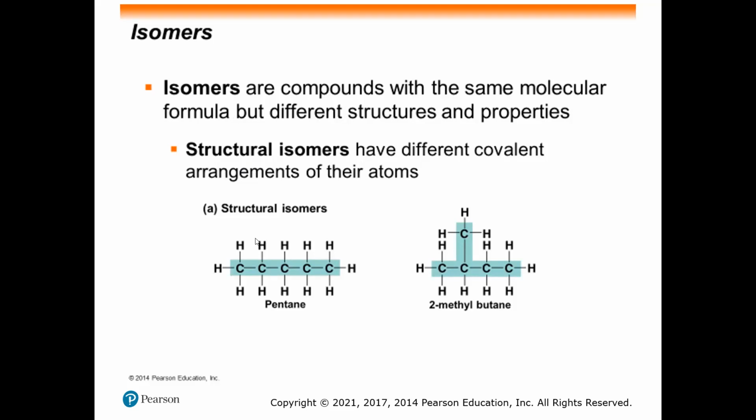Structural isomers. Structural isomers differ in the covalent arrangement of their atoms. For example, the two 5-carbon compounds both have the molecular formula C5H12. They have the same number of carbon and hydrogen atoms, but they differ in the covalent arrangement of their carbon skeleton. The skeleton is straight in one compound, but branched in the other.